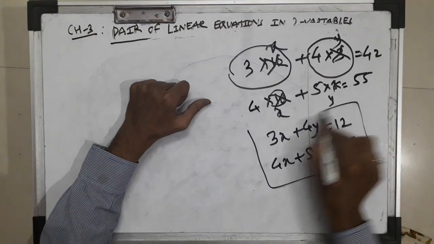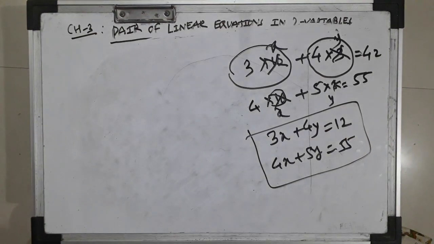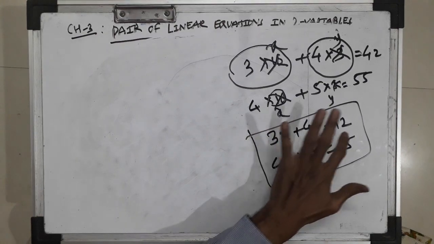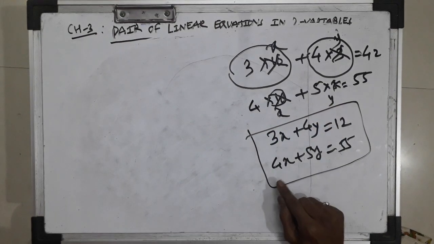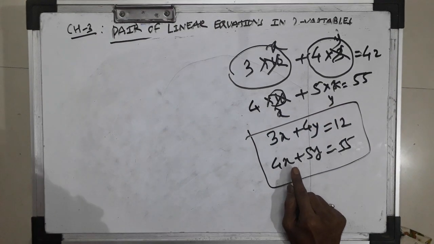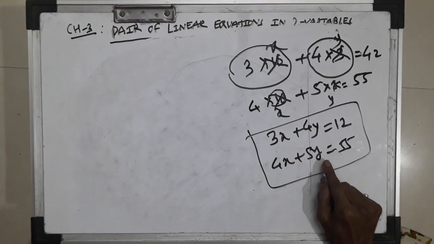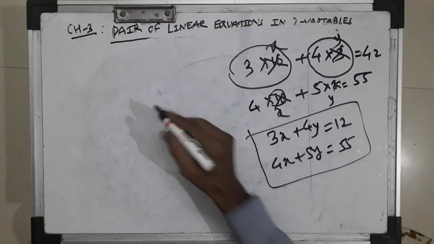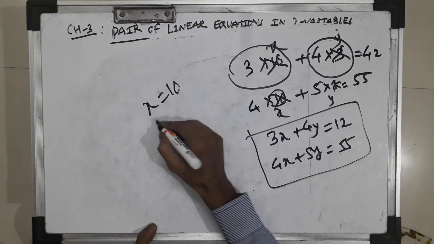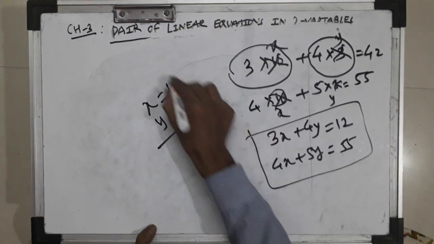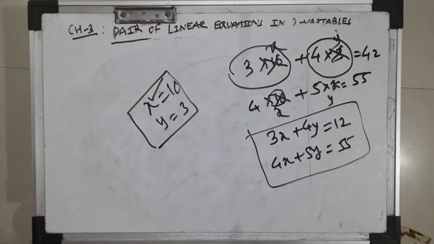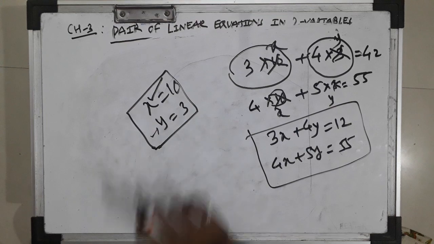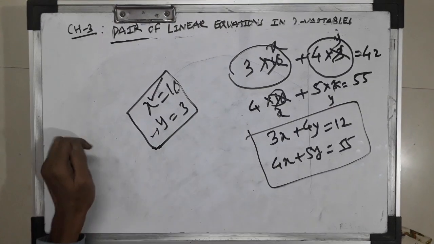Now we'll see the complete question. The question was: the cost of 3 pens and 4 pencils is 12 and the cost of 4 pens and 5 pencils is equal to 55. After solving we can get x as 10, y is equal to 3. The cost of one pen will be 10 and the cost of one pencil will be 3. In this way we can form the equations.